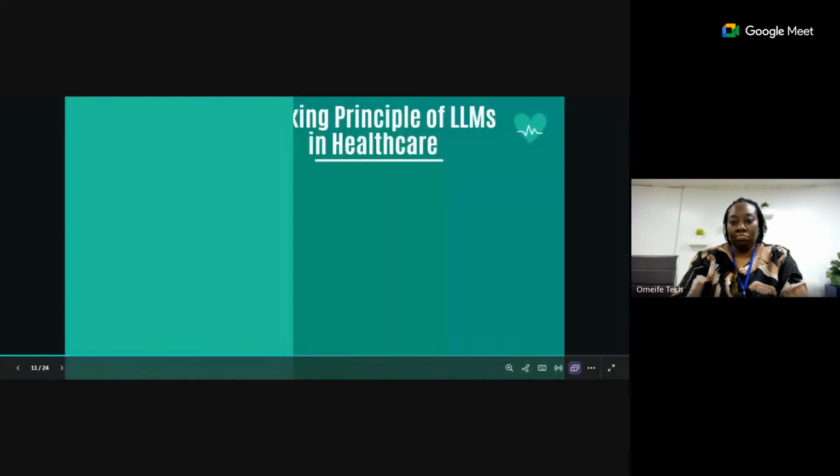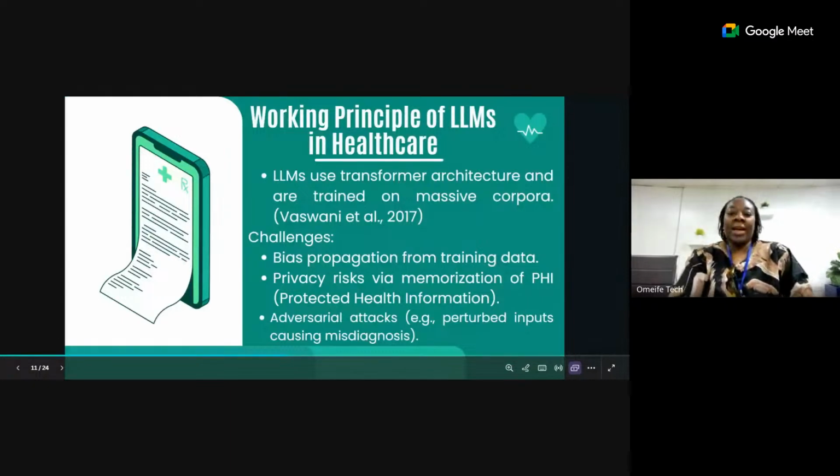Let's go to the working principles of LLMs in healthcare. LLMs generally use transformer architecture and are trained on massive corpora, with fine-tuning on medical corpora, for example PubMed. The transformer architecture uses self-attention to process entire sequences in parallel rather than one token at a time. This ability allows it to capture dependencies across long sequences efficiently.